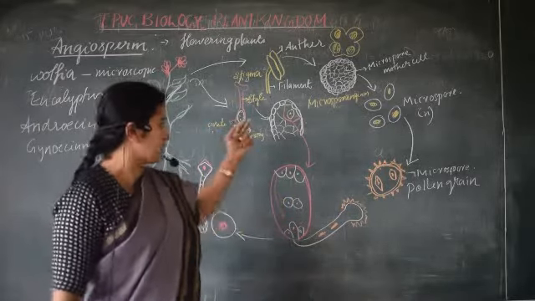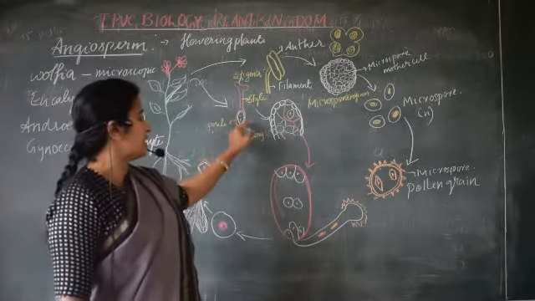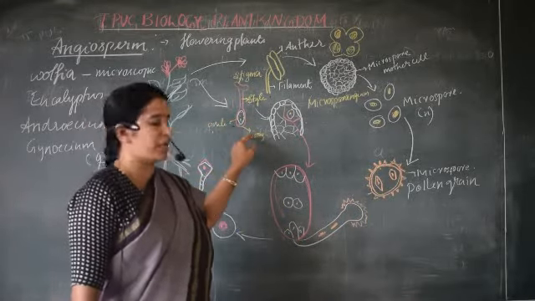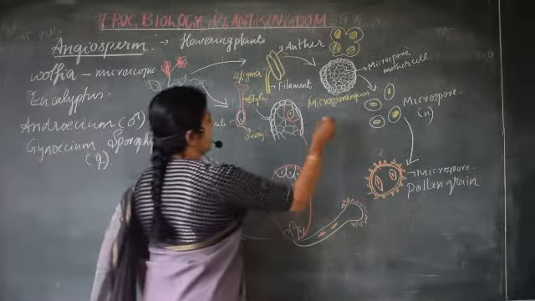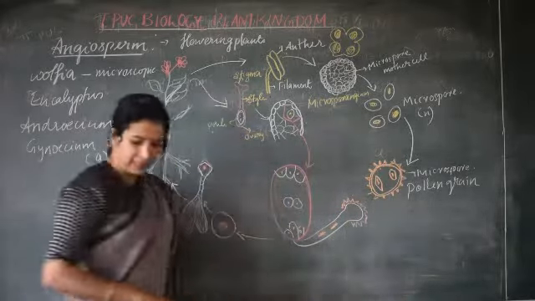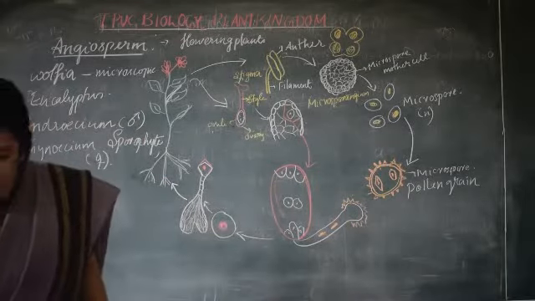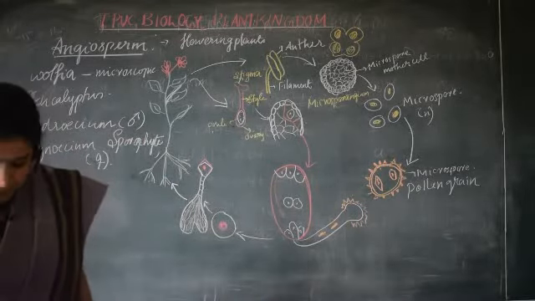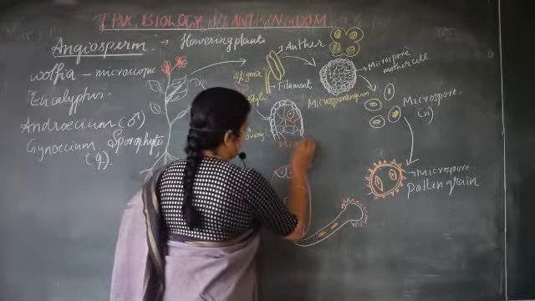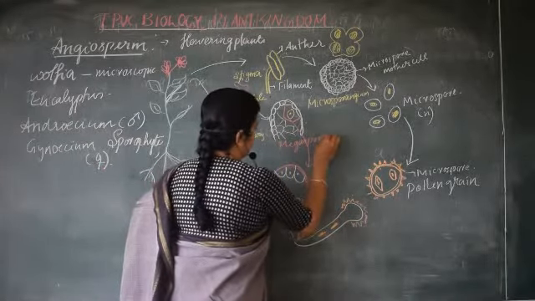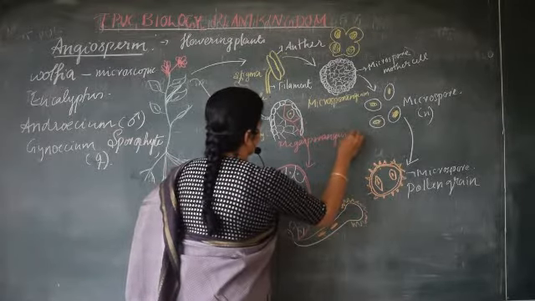So let us go on to study the internal structure of an ovary. The ovary contains ovules, I said. Here it is called the microsporangium, but in the case of the female reproductive unit, it is known as the megasporangium.